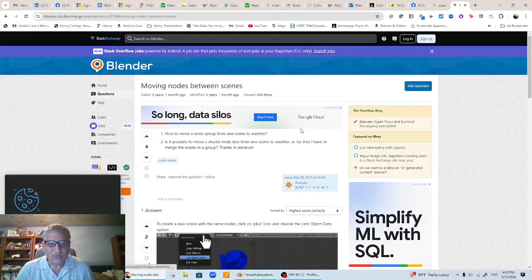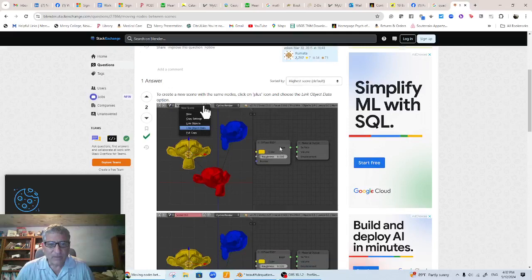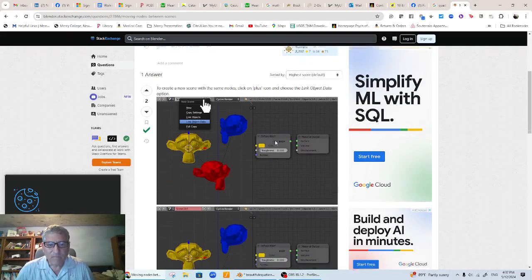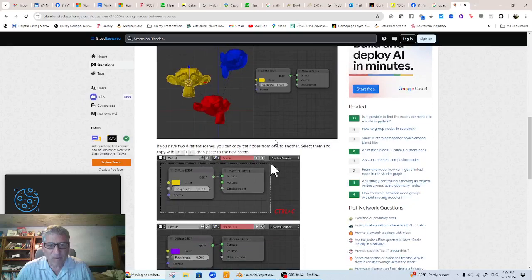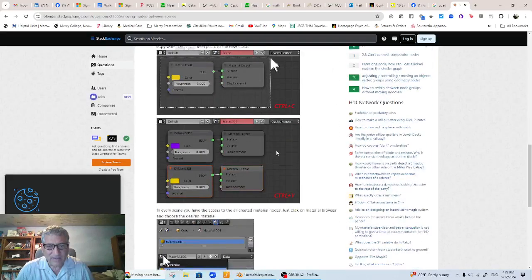How to move a node from one scene? If possible, move it. Link object data. I don't know if that's what I want to do. With two different scenes, you can copy the nodes from either. Select them with Control C, then paste to the new scene. But you wouldn't let me do that. That's so weird.